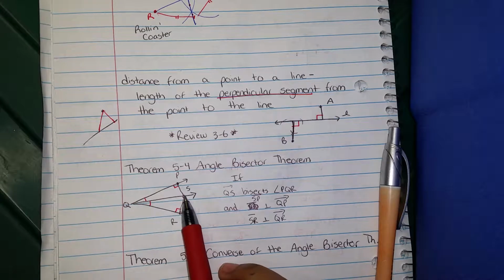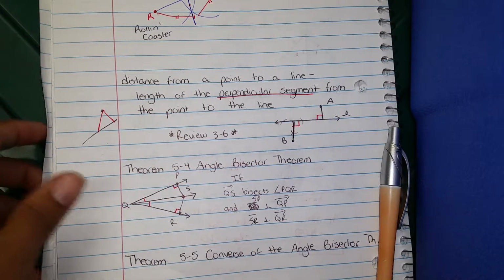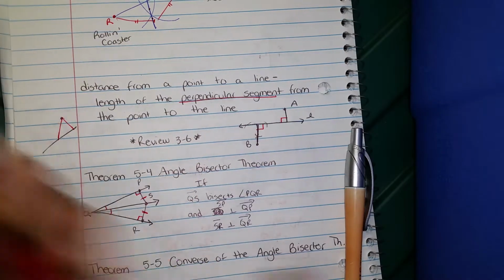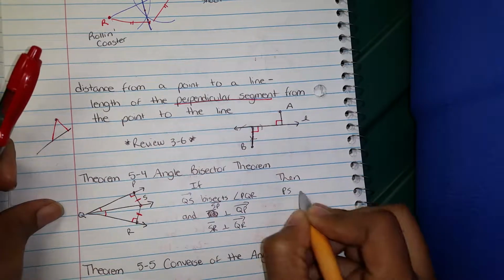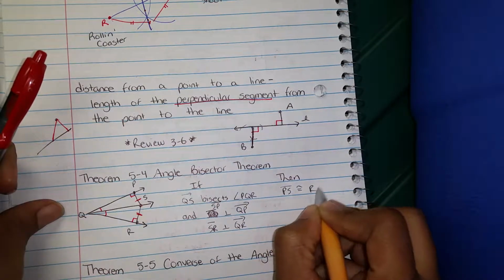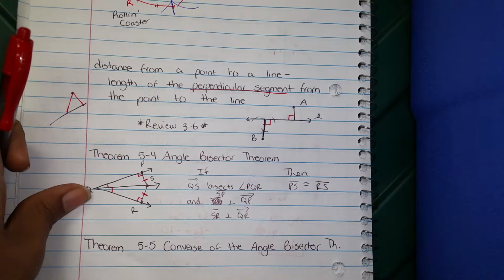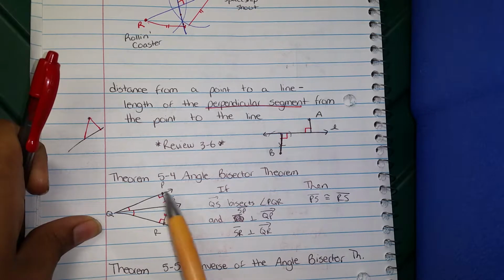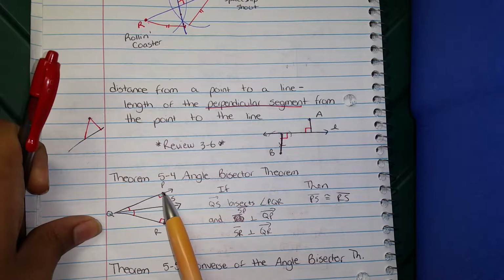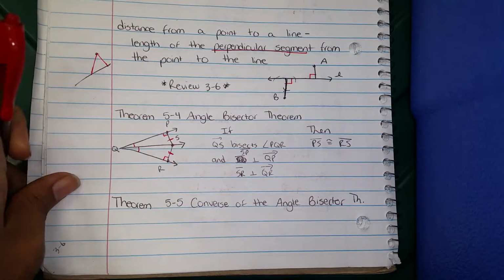So if I have a point that is on my angle bisector, and it is on a perpendicular segment to the sides, then that would make these congruent. Then PS is congruent to, let's say, RS. Okay, that point is equidistant to the sides of my angle. Remember, the distance from a point to a line is a perpendicular segment, so I need to be shown here that this is perpendicular. Otherwise, this would not be the distance. Okay? And the converse would be the opposite.